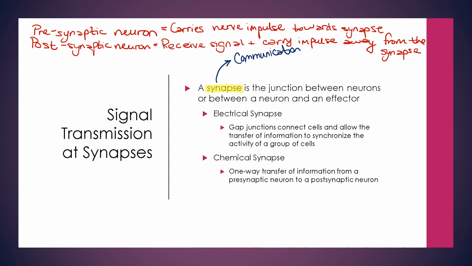Okay, so those are the presynaptic neuron and the postsynaptic neuron. These are the two different neurons that are communicating at a synapse. There are two different types of synapse that we can discuss too. The first one here is an electrical synapse.